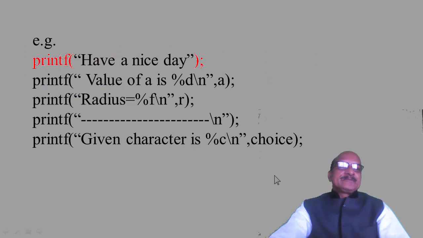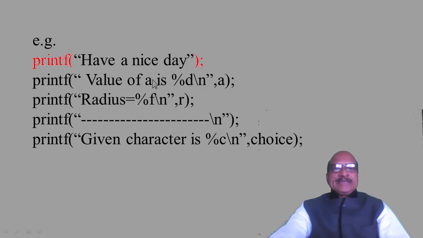Okay, see another example. Printf "have a nice day". Suppose I want to display the message "have a nice day" on the monitor. Then how should it be displayed? You should use printf so that the data will be sent to the output device like the monitor, and whatever is enclosed in the double quotation is simply sent to the monitor.